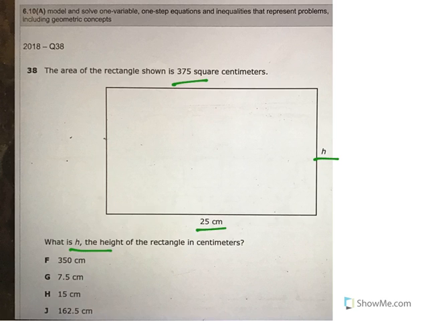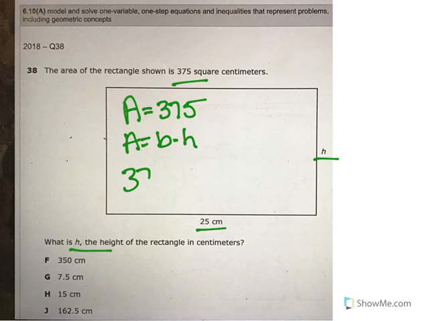So, I'm going to write down what I do know to help me solve for what I don't know. I know the area is 375. I know I'm dealing with a rectangle, and I know the formula for area of a rectangle is area equals lowercase b times h. So again, I'm going to plug in what I do know. I know the area. I know the base. I don't know the height. So when solving this, what you're really asking is 25 times what equals 375?